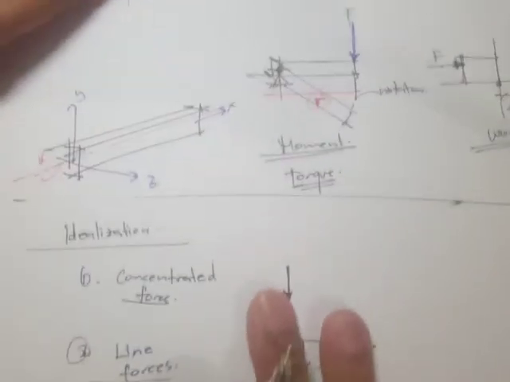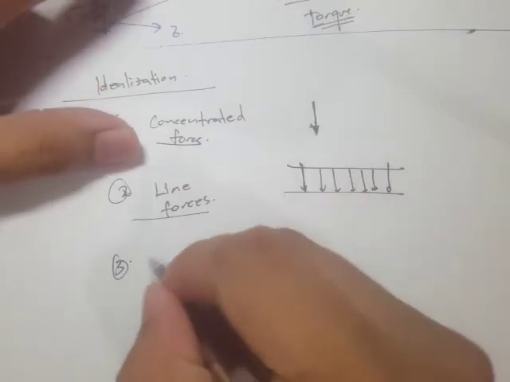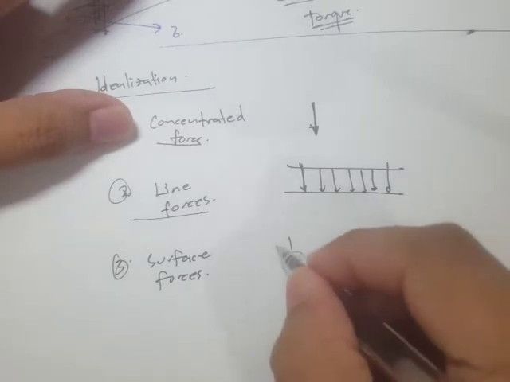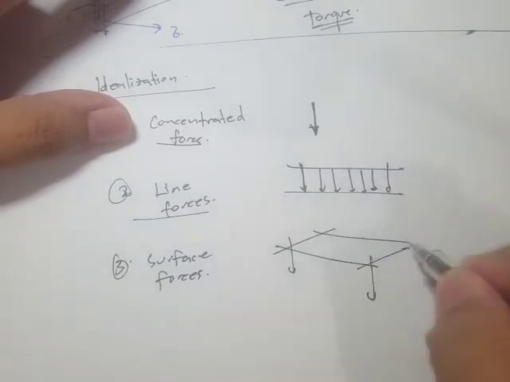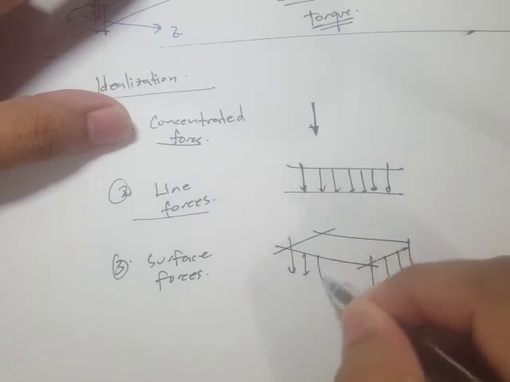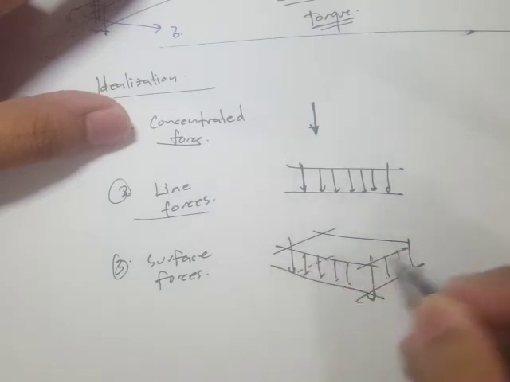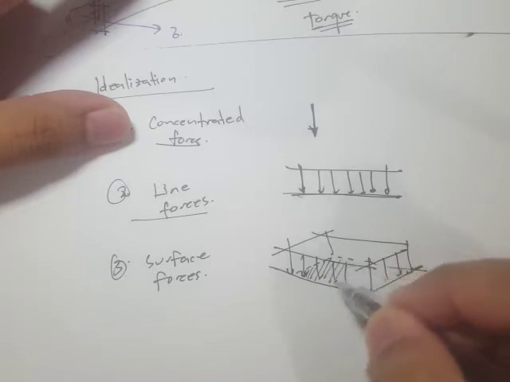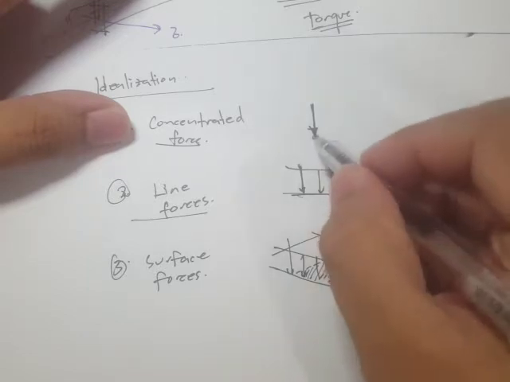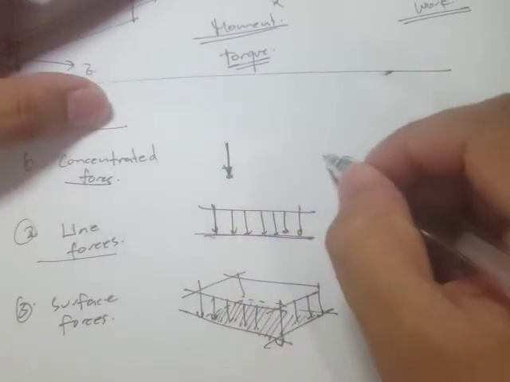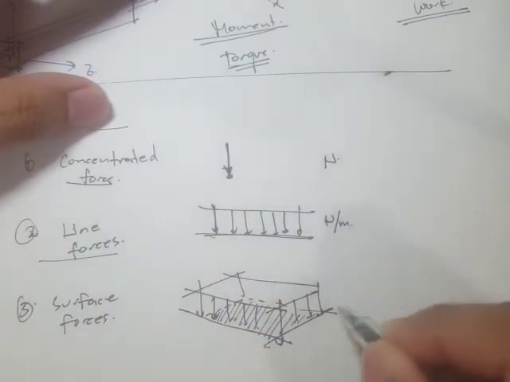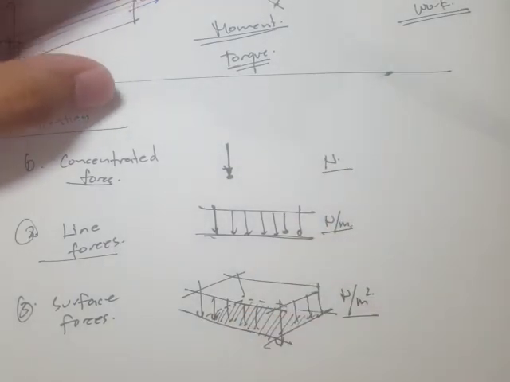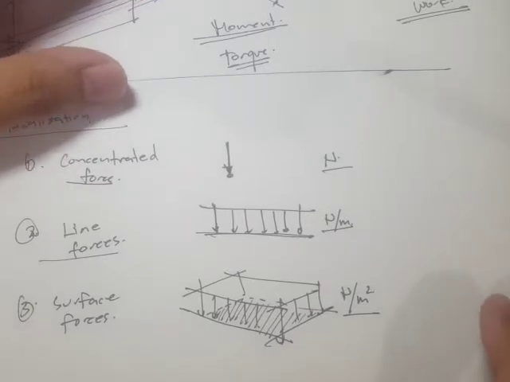Another one is we can also have surface forces or surface loads. That means force can act along a surface or on a surface. So this is an area, this is a line, and this is a point. Therefore the unit for concentrated force is Newton, for line force it is Newton per meter, and for surface force it is Newton per meter squared. So where do we see this in real applications?